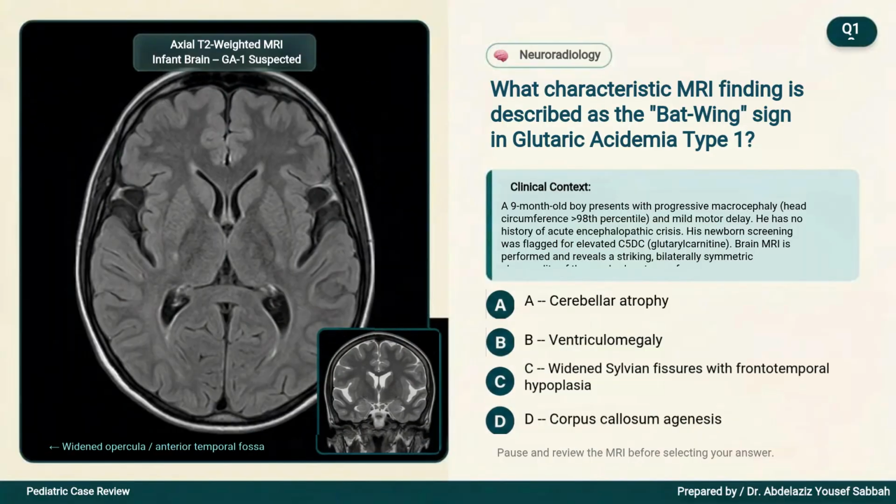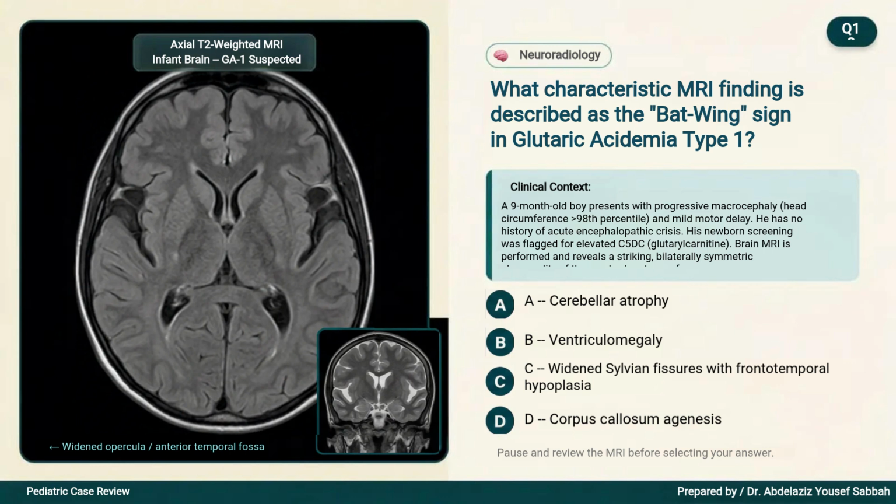Case 9. A 9-month-old boy presents with progressive macrocephaly with head circumference above the 98th percentile and mild motor delay. He has no history of acute encephalopathic crisis. His newborn screening was flagged for elevated glutaryl carnitine. Brain magnetic resonance imaging is performed and reveals a striking bilaterally symmetric abnormality of the cerebral cortex surface.